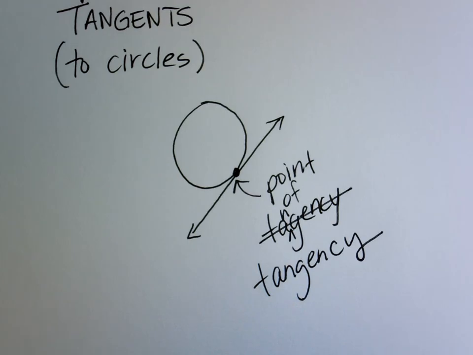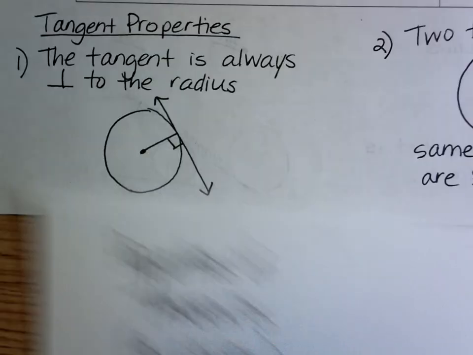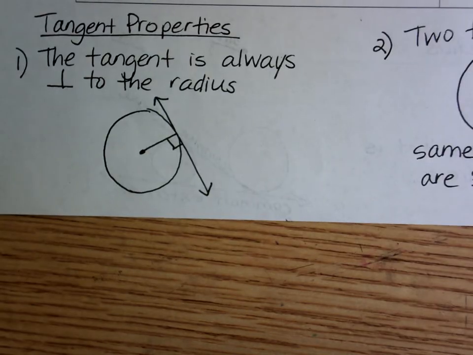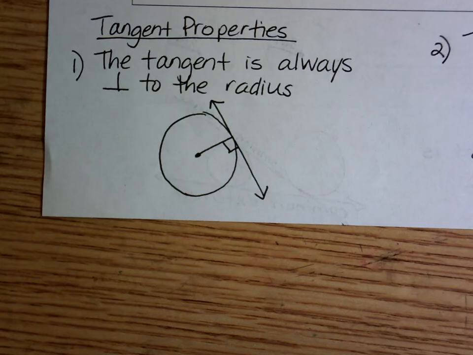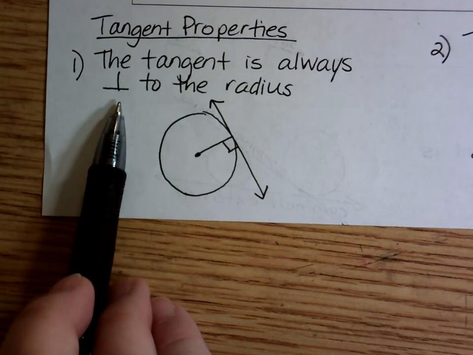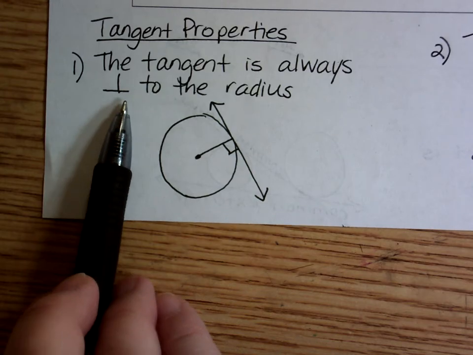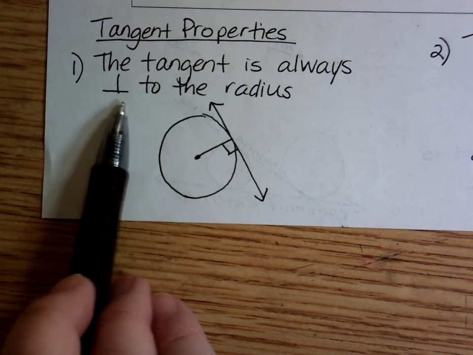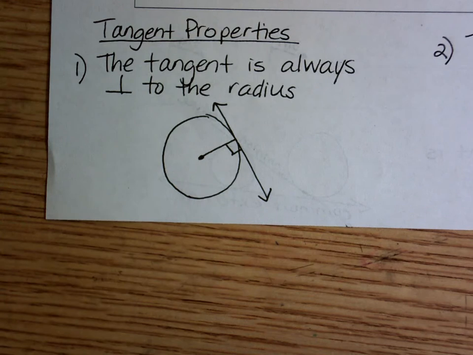Okay, so there's the point of tangency. Two big properties of tangents that we need to be able to use. So let's just look at those. First one is this. The tangent, any tangent, is always perpendicular to. This means perpendicular to. So really that's redundant, perpendicular to, but perpendicular to the radius at the point of tangency.